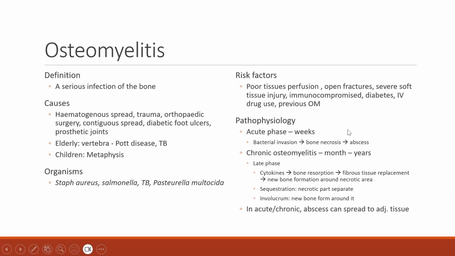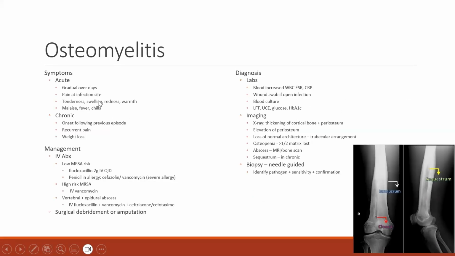Both of them, abscess can spread to adjacent tissues, so we can get an inflammation that's spreading around. Symptoms in acute, it's gradual symptoms over days. We get pain at the infection site, tenderness, swelling, and redness. We get malaise, fever, and chills. With chronic osteomyelitis, its onset follows a previous episode, and they get recurrent pain and weight loss.